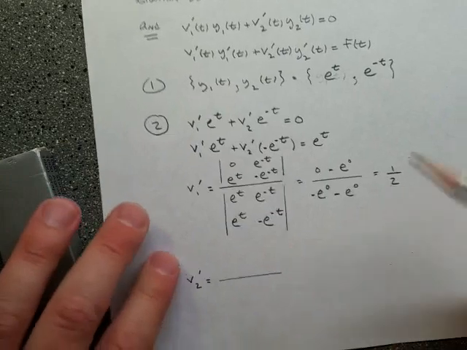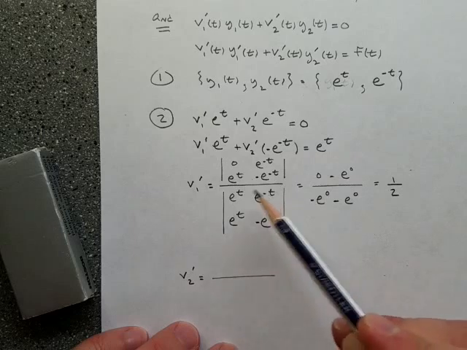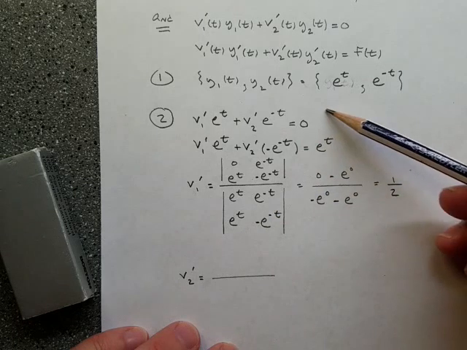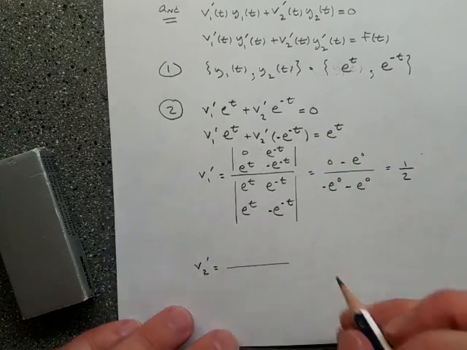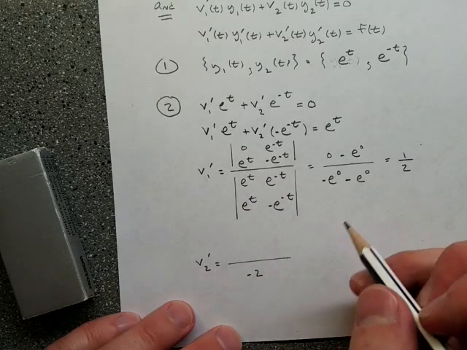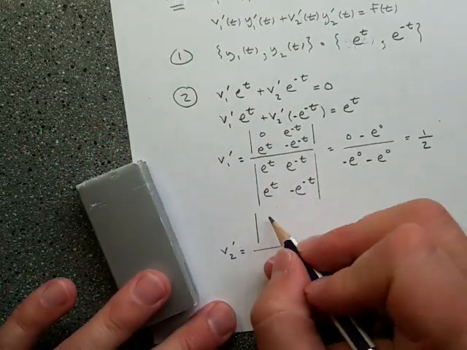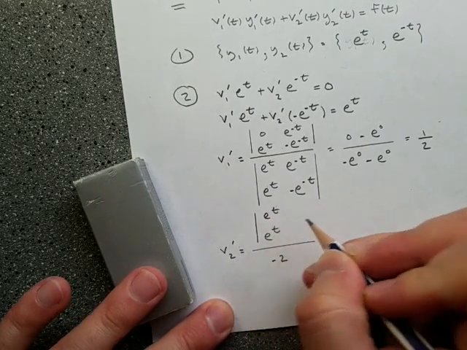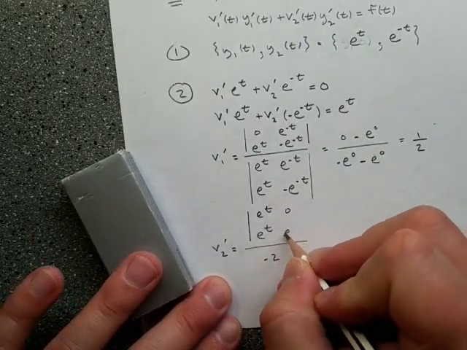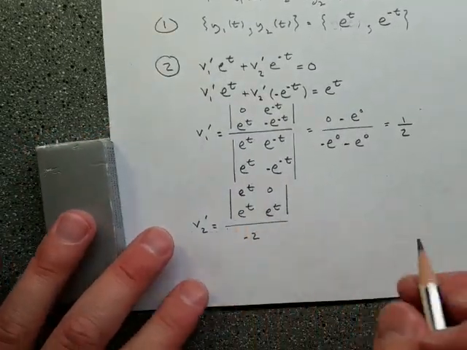If I'm going to solve for the variable in that column, this part's not going to change. I would replace that second column with 0 and e to the t, which is what's over here. So I'm going to say negative 2, because that's what we're going to get if we redo it. On top, I'll leave this column the way it is, and that's the one I'm going to replace with 0 and e to the t.